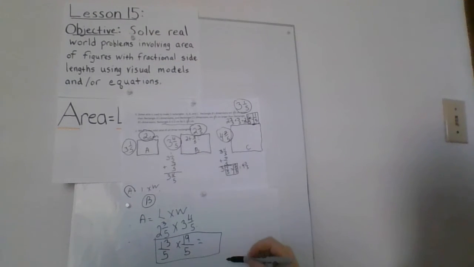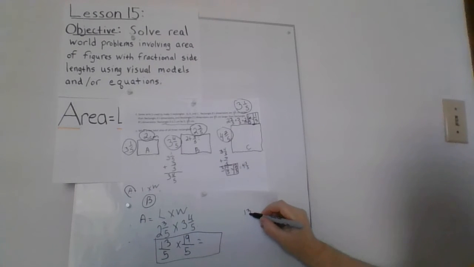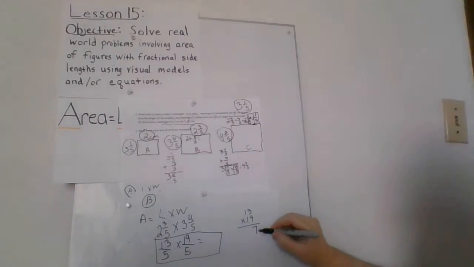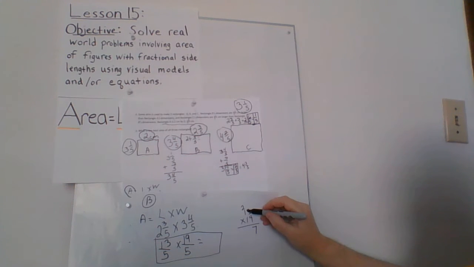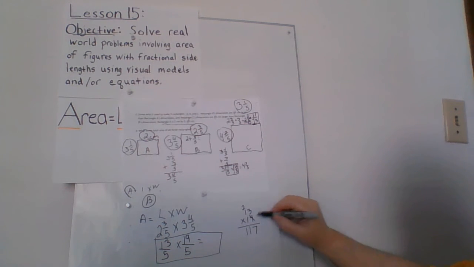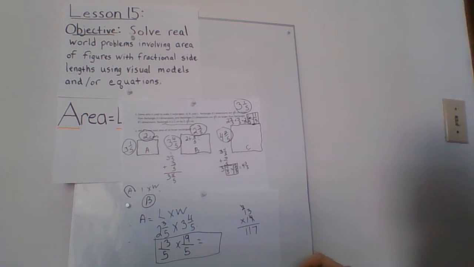So I'm going to take the 13 times 19 first. 9 times 3, 27. Carry my 2. 9 times 1 is 9, plus 2 is 11. So I have 117. I'm done with the ones place, so I'm going to cross those out.